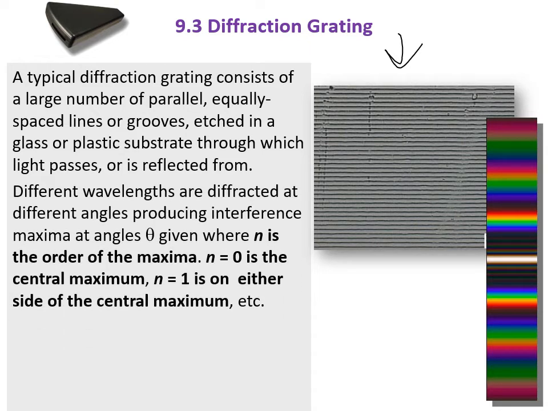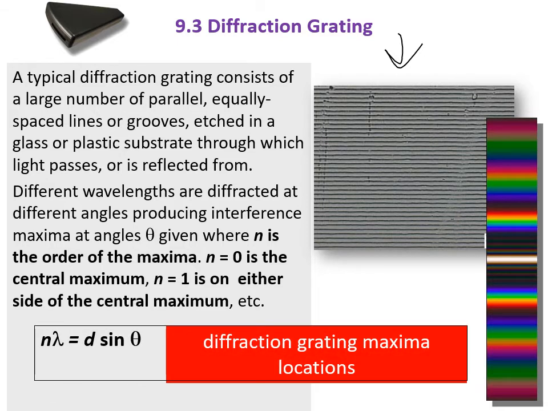So different wavelengths are diffracted at different angles, producing interference maxima at angles theta, given where n is the order of the maxima. n equals 0 is where you have the central maximum. It's the one in the center. n equals 1 is on either side of the central maximum. n equals 2 on either side, etc. So we have this equation, n lambda equals d sine theta. This is the diffraction grating maxima locations. It works no matter how many slits you have, 2, 3, 4, up to thousands of slits.